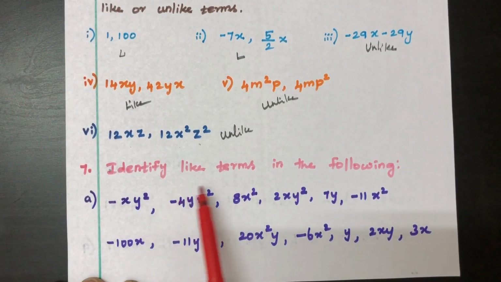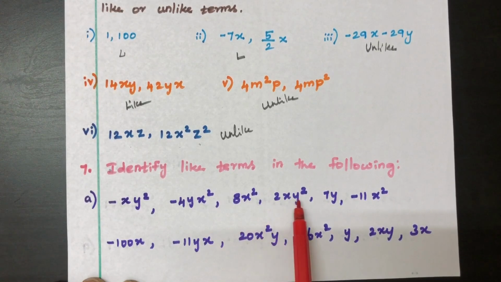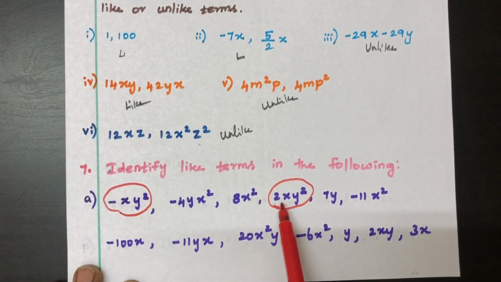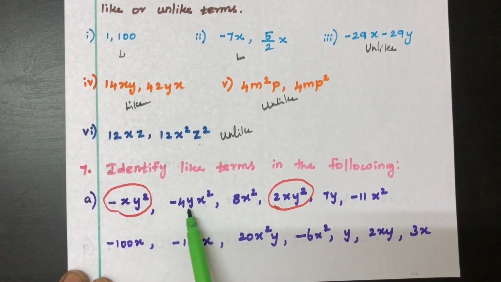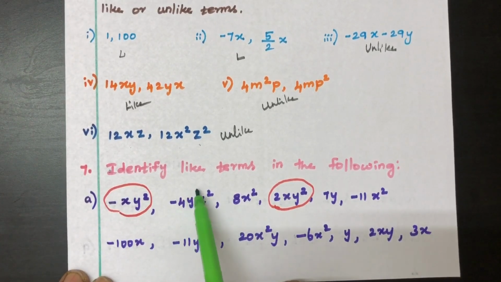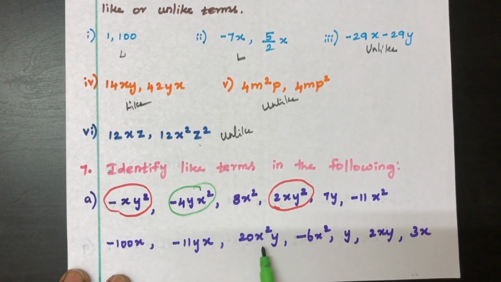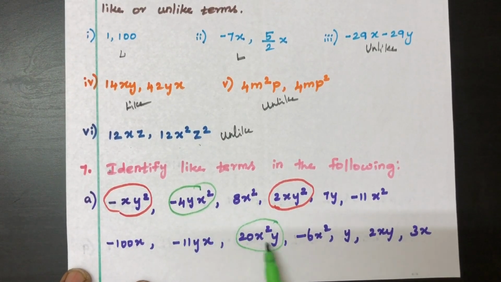Seventh question. Identify like terms in the following. Like terms means we need to look for the same type of variables. We need to look for x, y square. See, this is x, y square, so the other like term is here: 2xy square. Both are like terms. We need to look for the other xy square, but no y square is present here. So these two are like terms. Look for the variable yx square or x square y. So this is minus 4 yx square. So yx square here and x square y. Both are like terms.